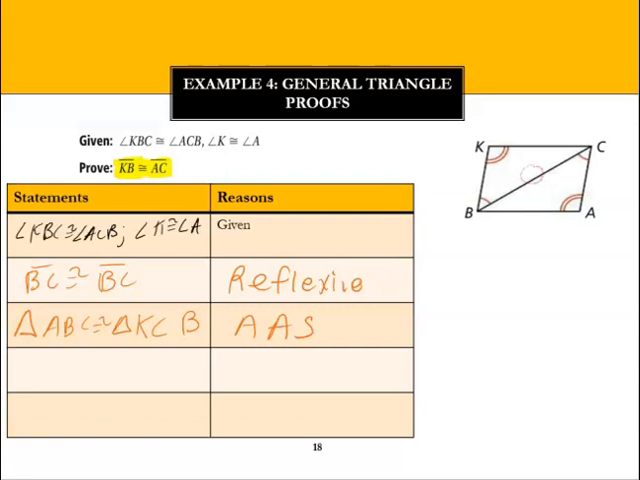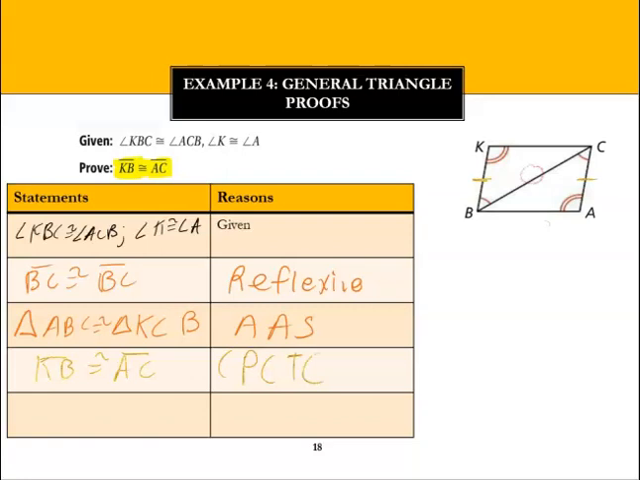Now that I've done that, because the triangles are congruent from angle, angle, side, now I can get those two congruent. So the given and the reflexive lead to the congruent triangles, and the congruent triangles lead to KB is congruent to AC. Corresponding parts of congruent triangles are congruent.